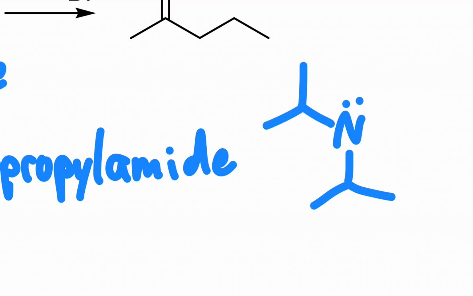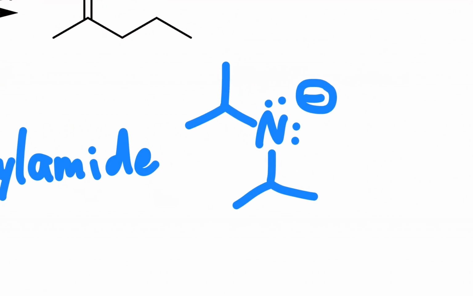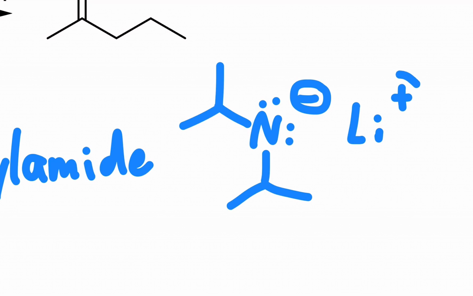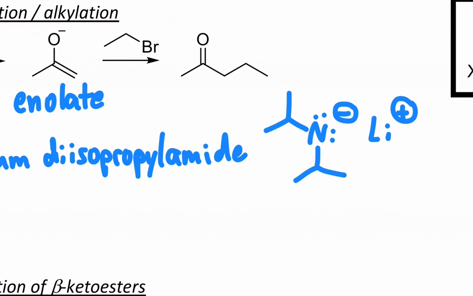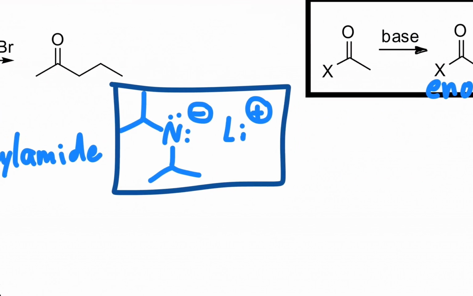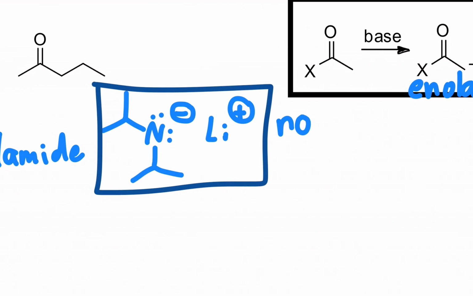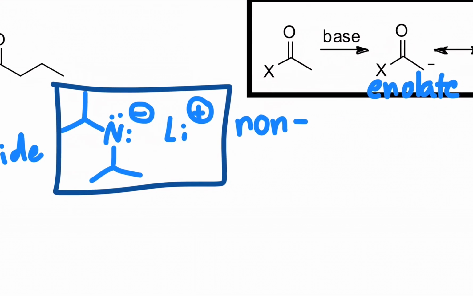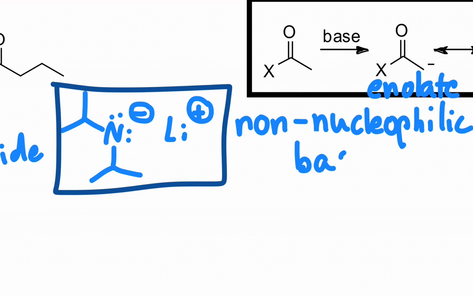get the conjugate base of a base. In other words, the nitrogen anion. And then there's just a lithium counterion, usually made from something like N-butyl lithium. That's what the molecule looks like. It is a non-nucleophilic base, and that just means it's very bulky, so it's never going to accidentally do an SN2.